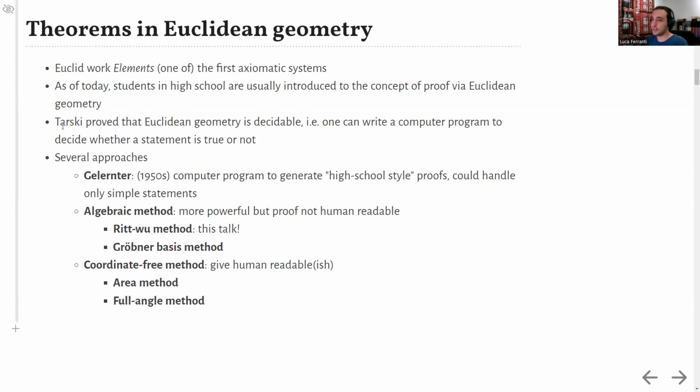Things get more exciting when Tarski in the 30s proved that Euclidean geometry is decidable, which means that in principle one should be able to write a computer program which can decide whether a given statement of Euclidean geometry is true or false. And during the years there have been several approaches to actually implement this kind of computer program. These approaches can mainly be divided into two types: algebraic methods, which are generally more powerful but don't produce a human-readable proof, and synthetic coordinate-free methods, which are less efficient but can produce human-readable proofs.